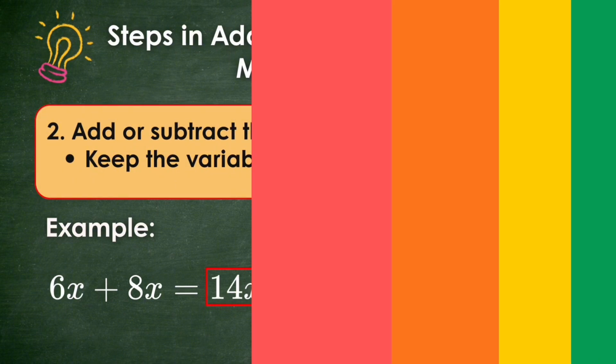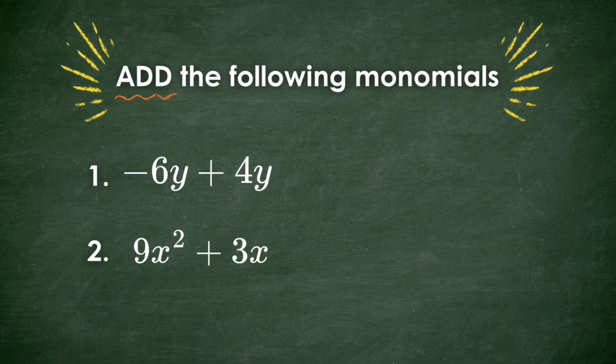Now, add the following monomials. Negative 6y plus 4y. So as you can see, this one involves a negative number. So let's be extra careful. Step 1. Are they like terms? Yes, both have the variable y. Step 2. Combine the coefficients.